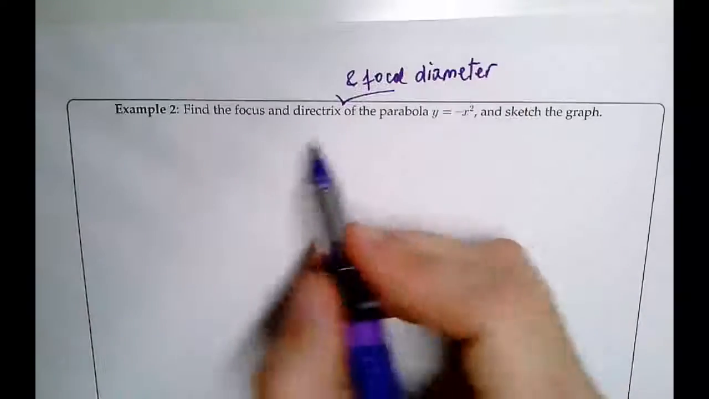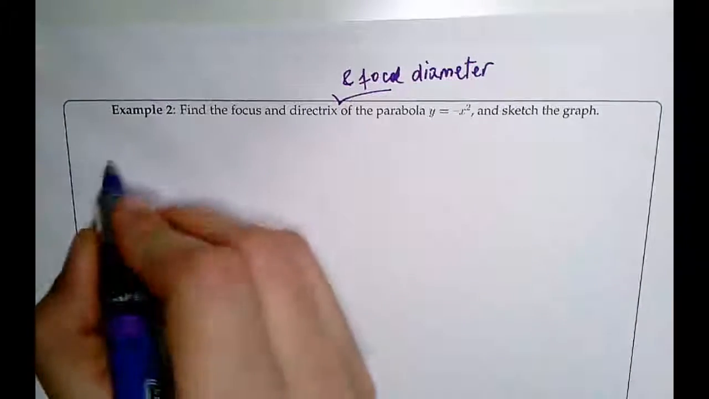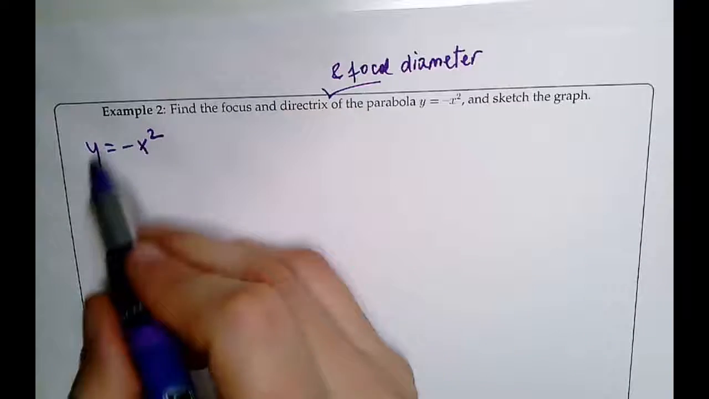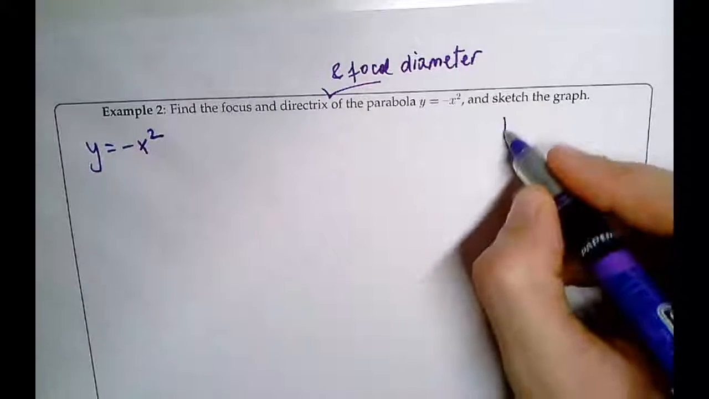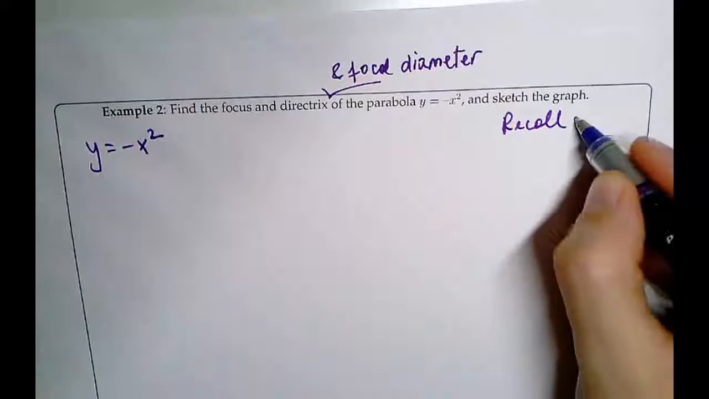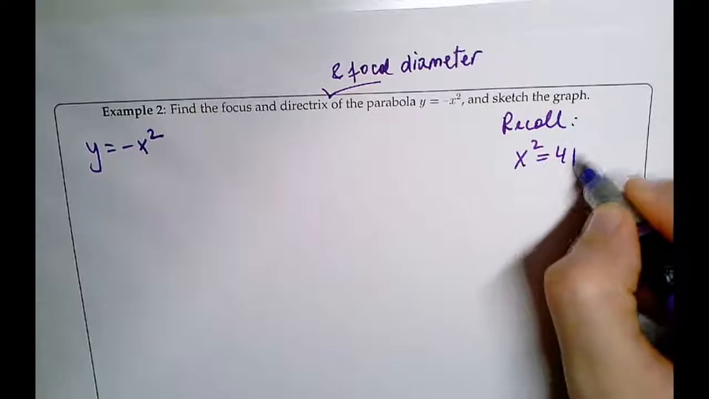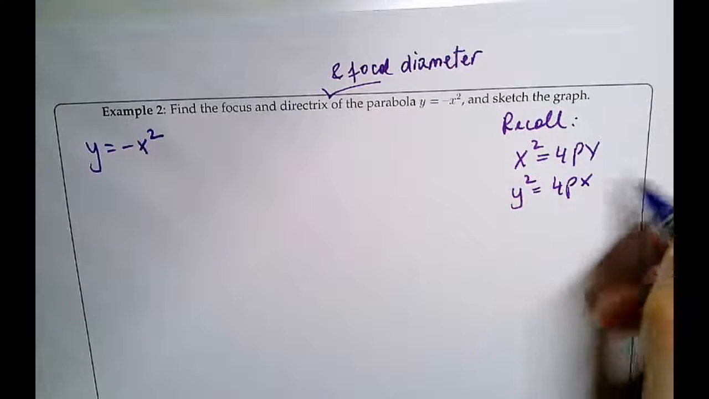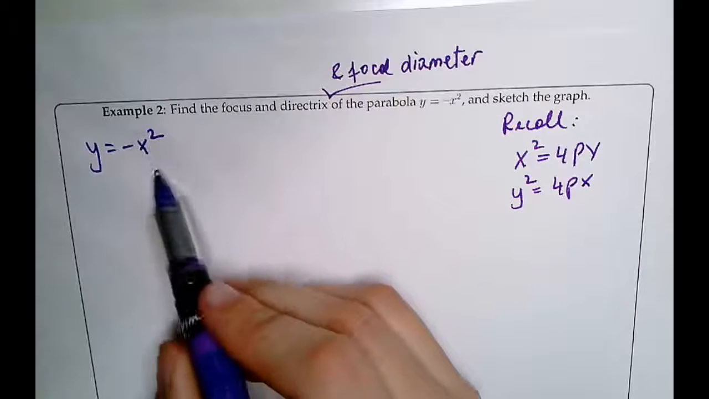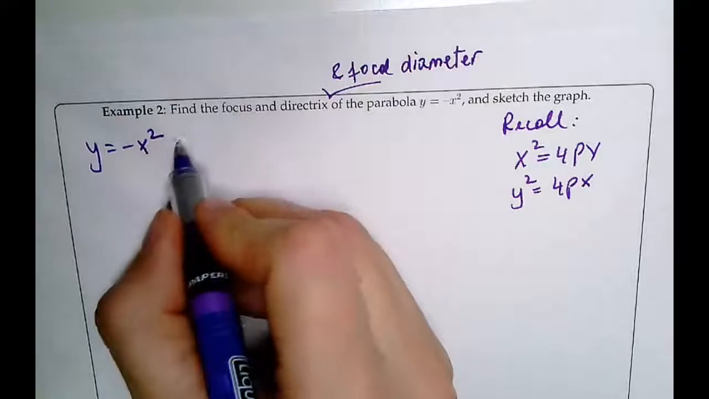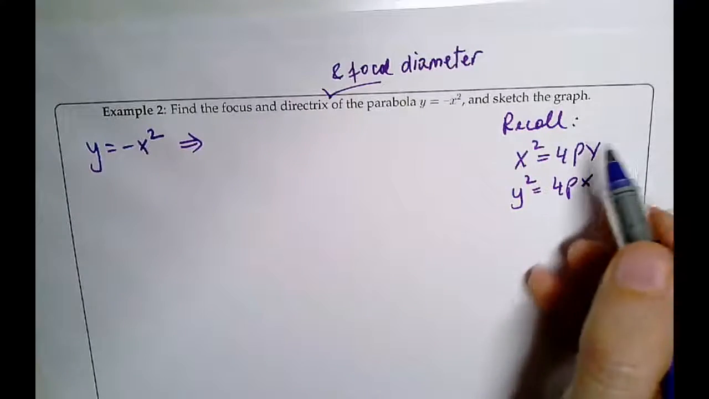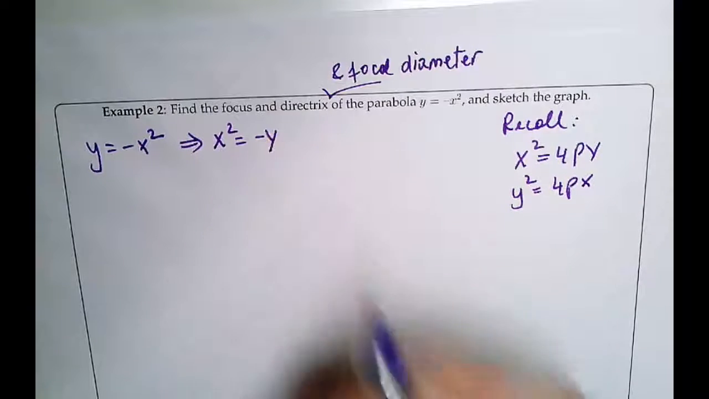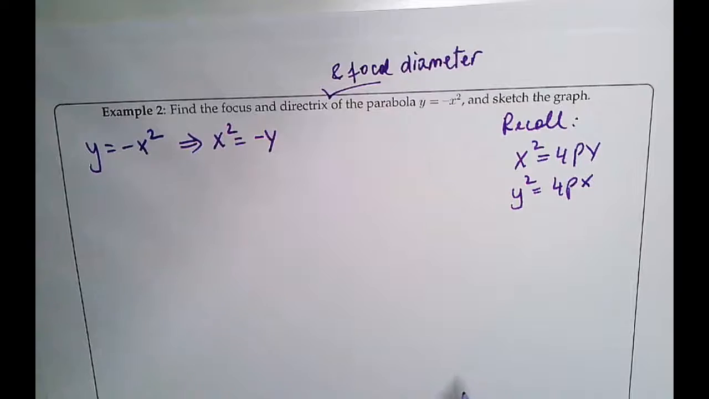So let's see. Find the focus and directrix of this parabola, y equals negative x squared. First of all, we have to bring this equation in the form that we have. Recall the forms that we have so far. It's either x squared equals 4py or y squared equals 4px. It's not in this form, so I have to isolate x squared, because I have to have it in the form x squared equals something. So I'm going to have that x squared equals negative y. I just divided by negative 1 both sides.